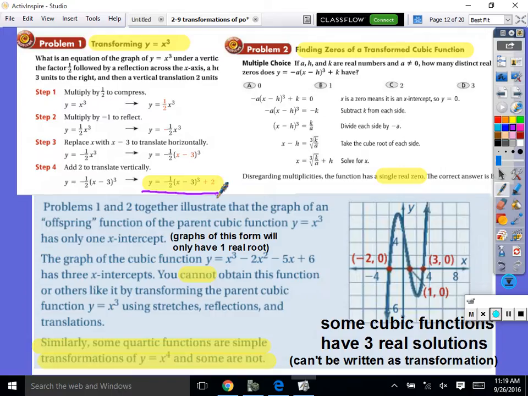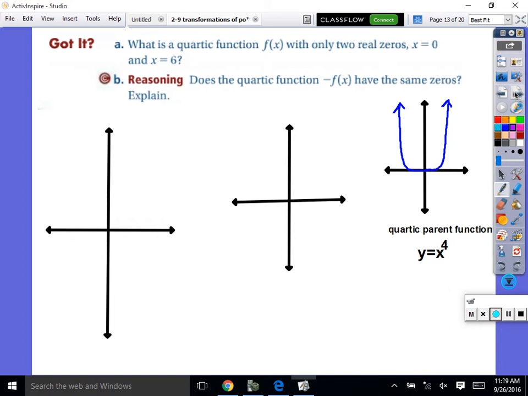So that's also true for some quartic functions. Some quartics are simple transformations of a parent quartic, but there are some quartics that are not. So we're going to get to that example. Right up here, it says, what's a quartic function with only 2 real zeros at x equals 0 and x equals 6?